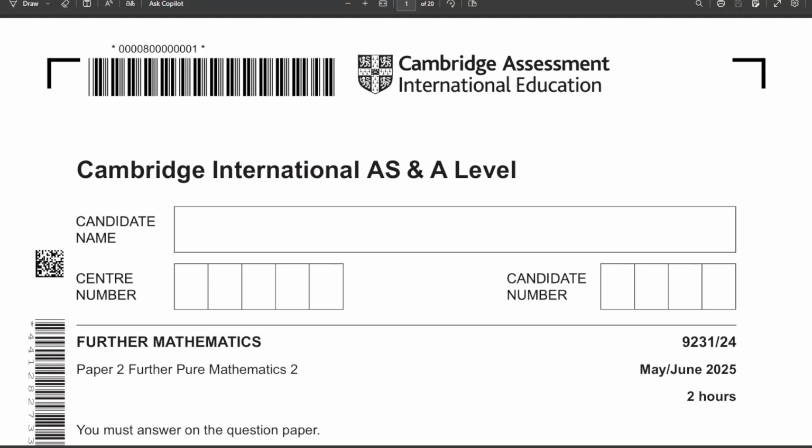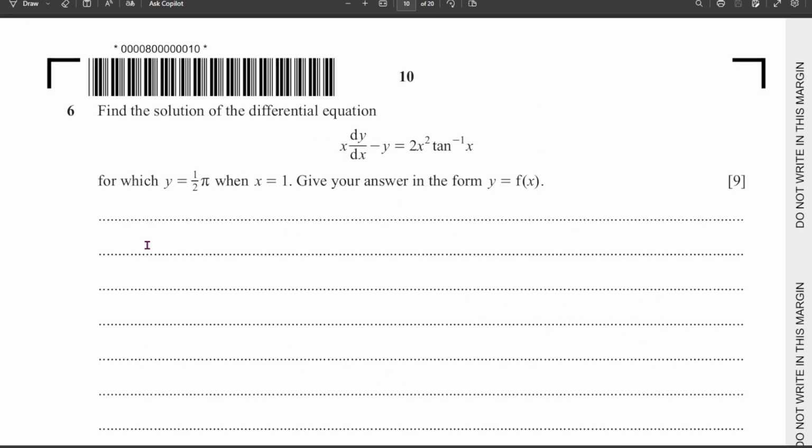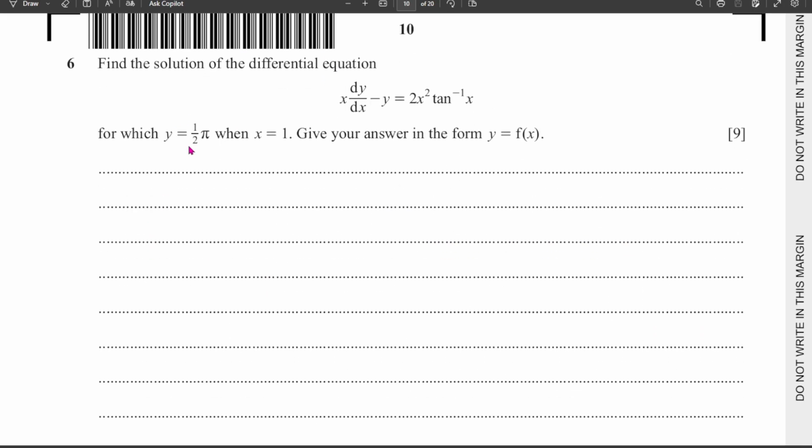Greetings viewers, this video will look at Cambridge A-Level Further Maths Syllabus Code 9231 and Further Pure Paper 2. This is variant 4 from the May June 2025 series. We'll attempt question 6 now. The previous questions have been uploaded to the same playlist.